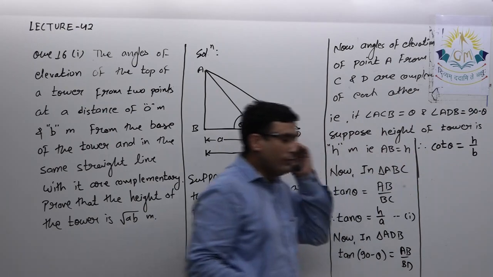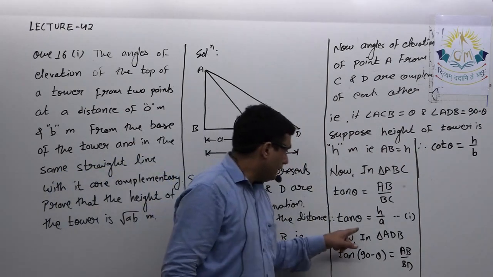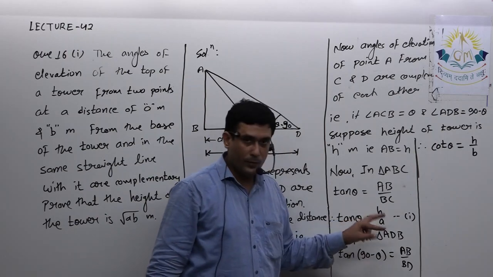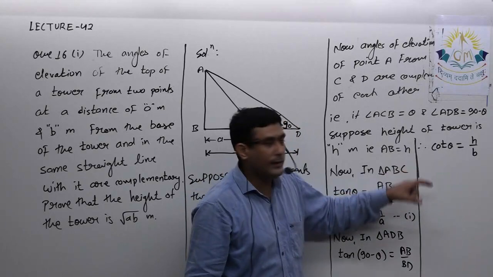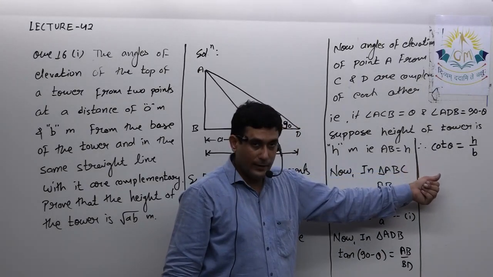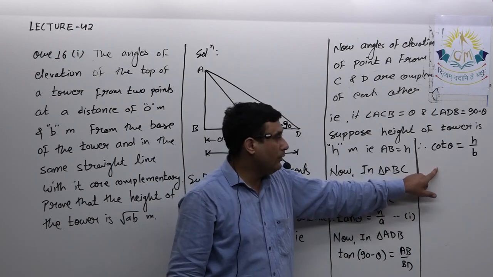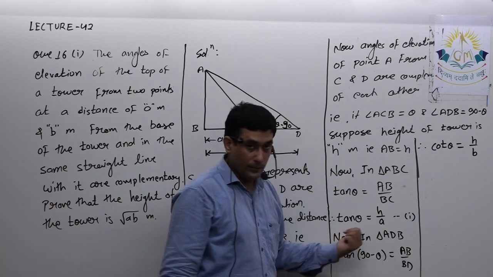Now what do we have to find? We have to find the value of h, root ab. Now this is tan theta equal to h upon a. So many things can be done. Either I multiply these two because I know tan theta into cot theta equals 1, or simply I reciprocate it, so I will get the value of tan theta as b upon h, and then I can compare these two.